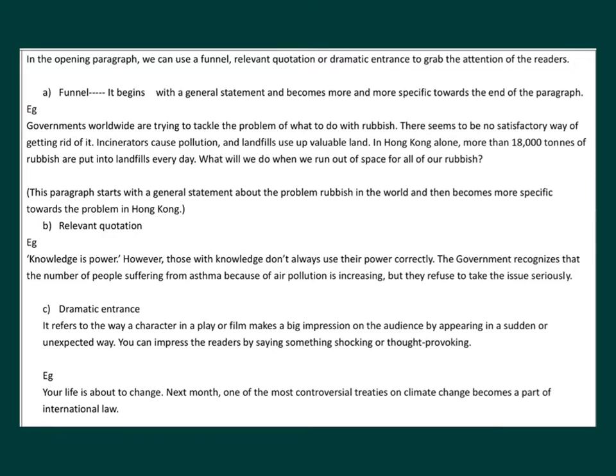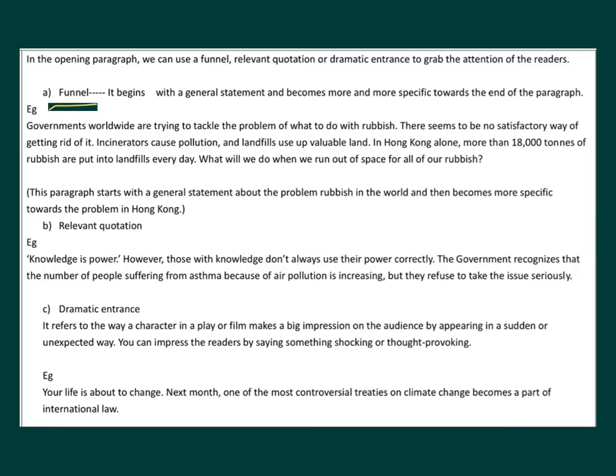In the opening paragraph, we can use a funnel, relevant quotation, or dramatic entrance to grab the attention of the readers. A. Funnel. It begins with a general statement and becomes more and more specific towards the end of the paragraph. For example, governments worldwide are trying to tackle the problem of what to do with rubbish. There seems to be no satisfactory way of getting rid of it.